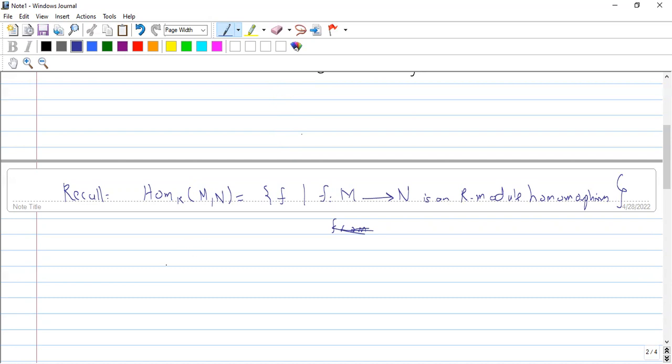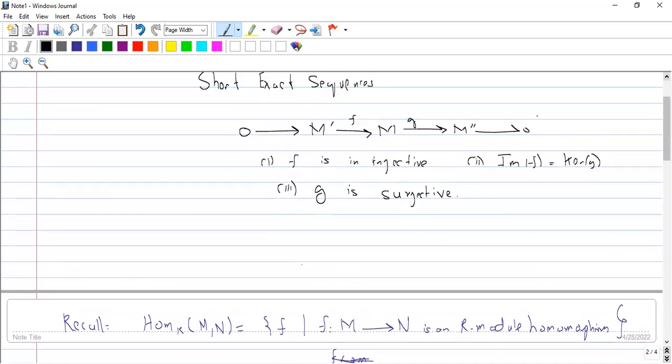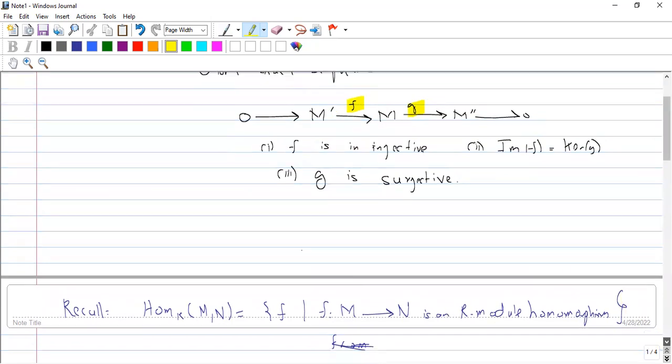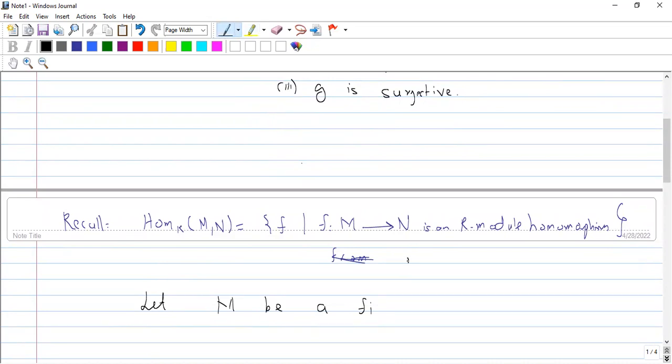Let M be a fixed module. In a short exact sequence, modules are related with the help of R-module homomorphisms. So we will try to see that if there exists an R-module homomorphism between two modules, then what we can say about an R-module homomorphism between their Homs, because we know that this Hom is also an R-module. We proved it, and we have also seen a few examples related to Hom.